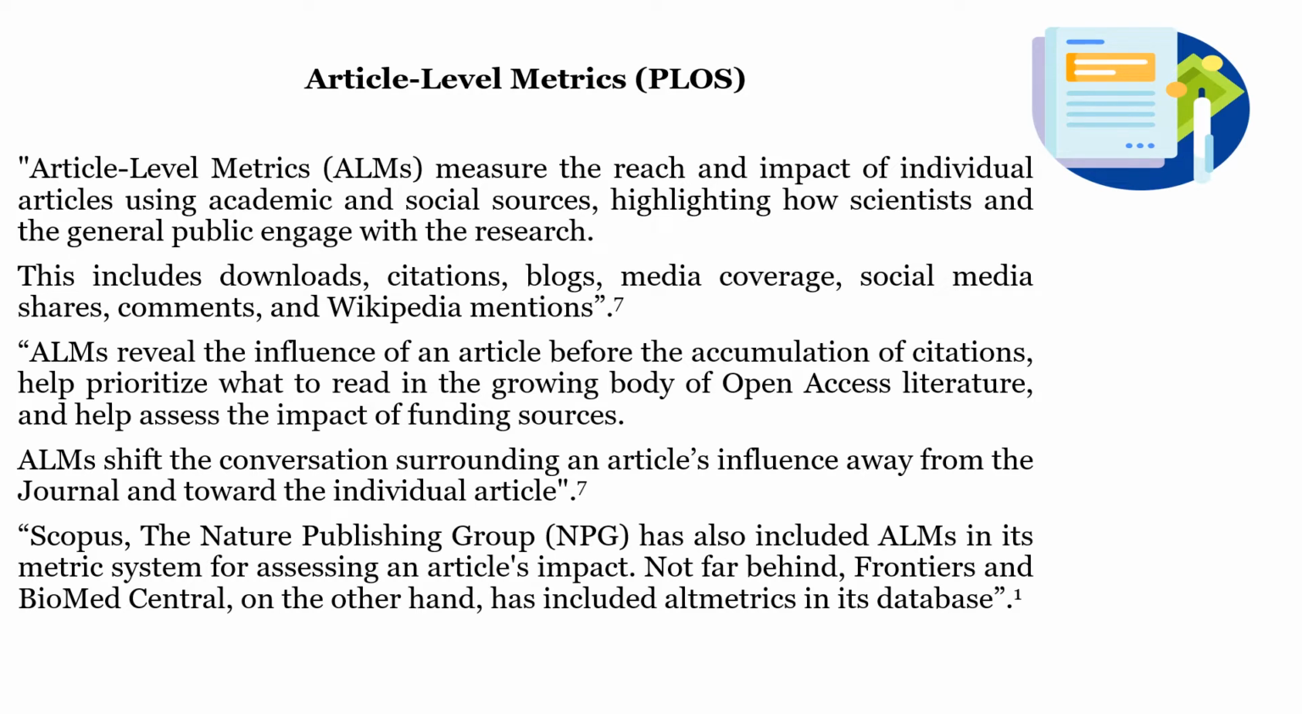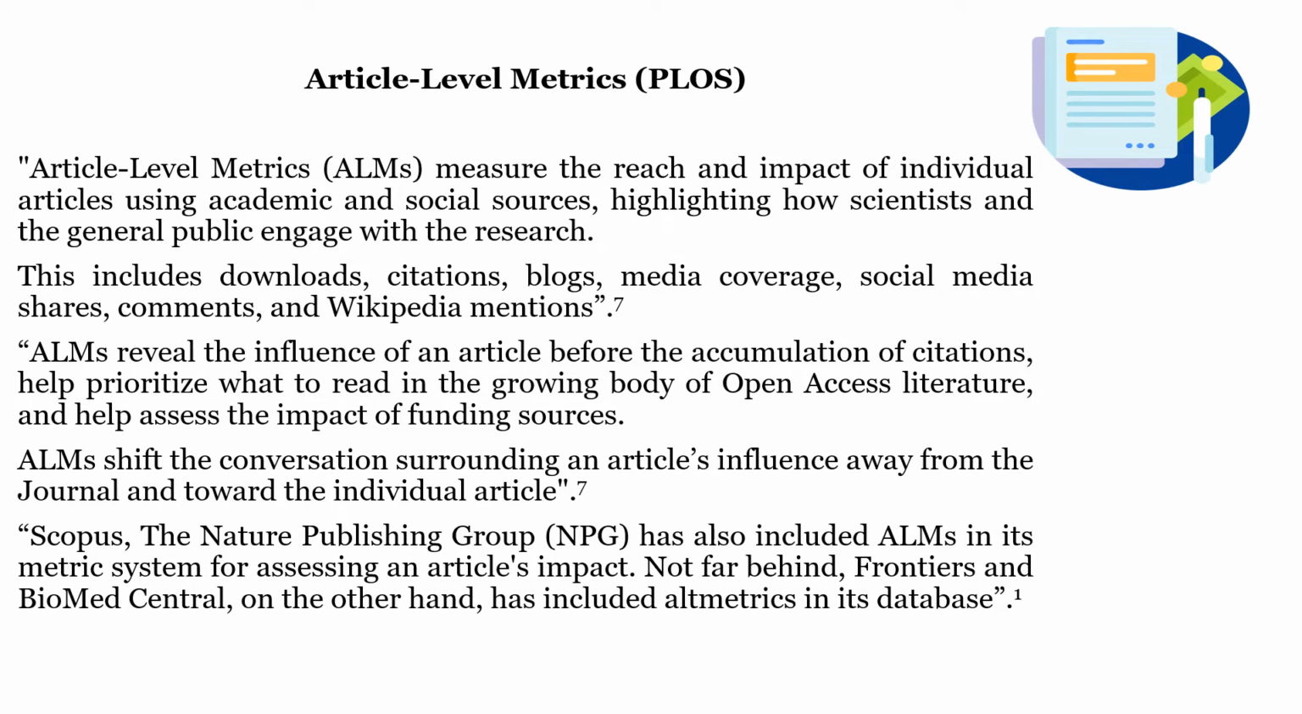The first one we'll take up as the article level metrics is PLOS. It measures the reach and the impact of the individual articles using academic and social sources, highlighting how scientists and the public engage with the research. This includes downloads, citations, blogs, media coverage, social media shares, comments, and Wikipedia mentions. The article level metrics reveal the influence of an article before the accumulation of citations.